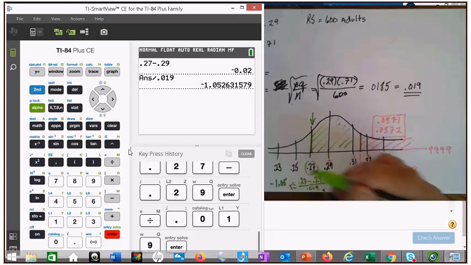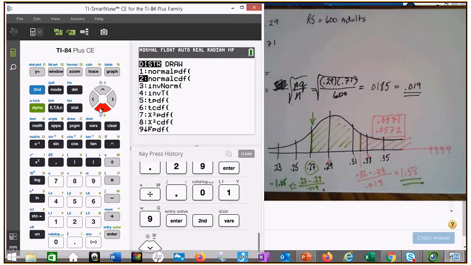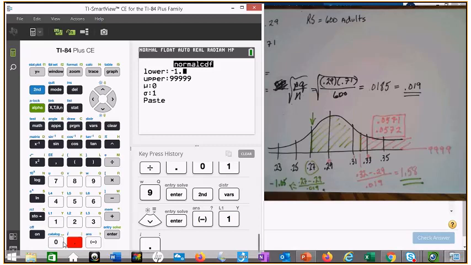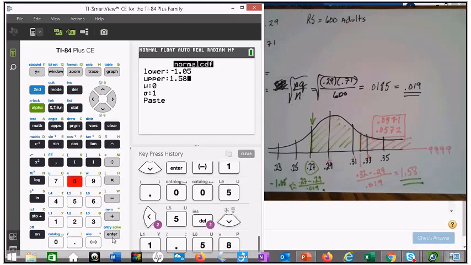So now we're going to type in our handy dandy second bars, normal CDF, and I'm going to go from -1.05 to, oops, we already got 1.58. I do like that, but they didn't make you calculate something else.